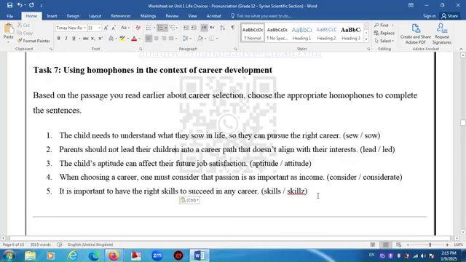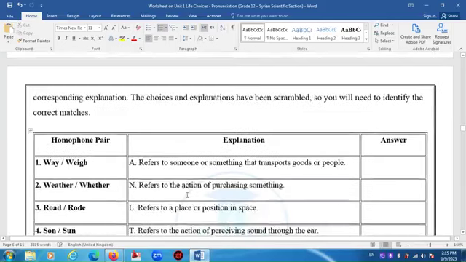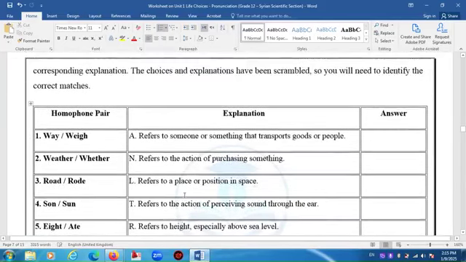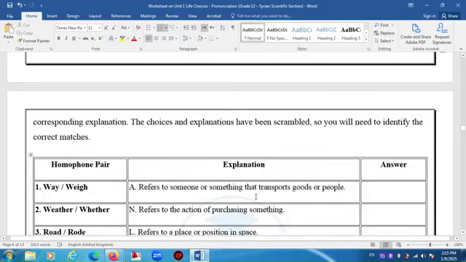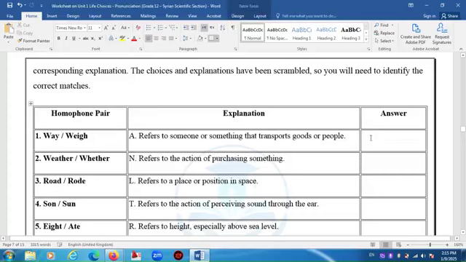We have a diversity of words. You just have to know the meaning of them, and if you don't know the meaning, you just have to try to find the correct part of speech inside the sentence. Matching is the one which I like, the one which is the most important. It will help you to understand the meaning of the words a lot. I gave you the homophone pairs and the explanations, and I ask you to write the correct matching.